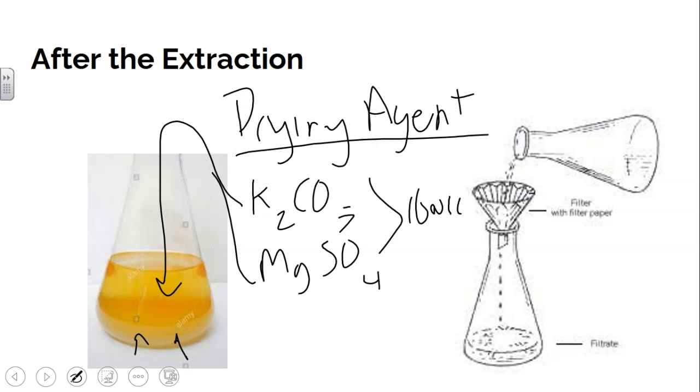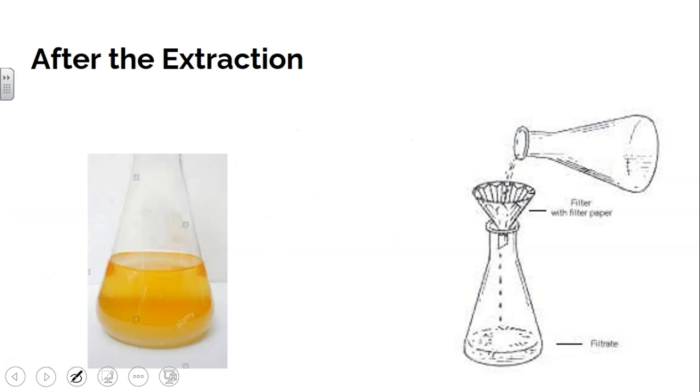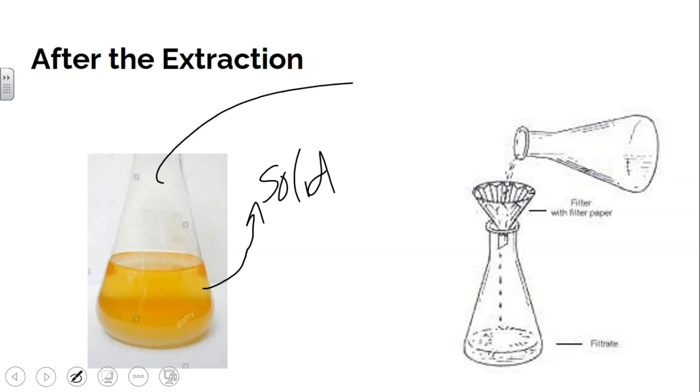Now, once you do this, the drying agent will sit at the bottom and it'll start clumping up. It'll start to congeal. It'll start turning into like rocky substances. That means that it's absorbing water and it's doing its thing. So after you dry your organic layer, now you're going to take this, and if you can imagine, your organic layer here has organic in it, but it also has a solid in it. So how do you separate a solid from a liquid? Well, you're going to filter it.